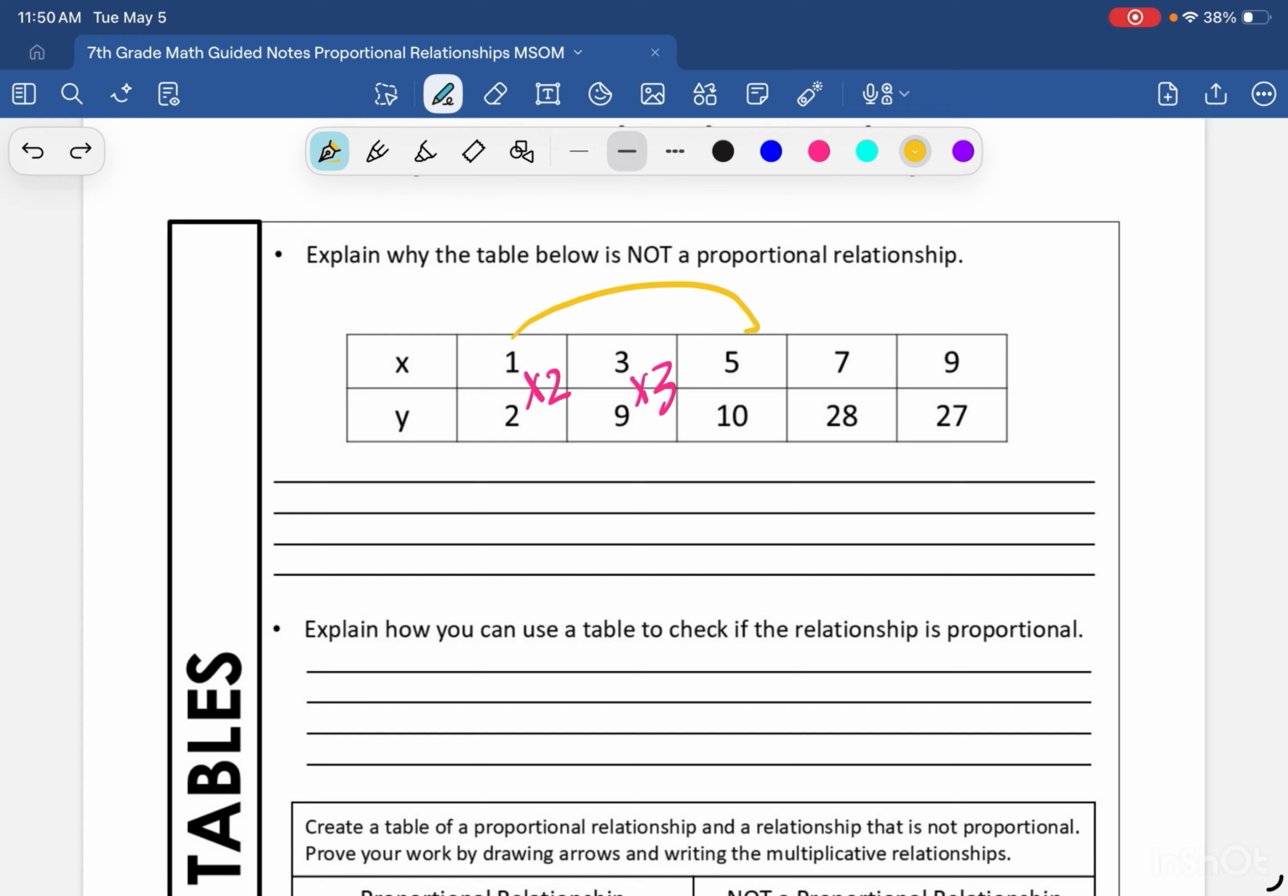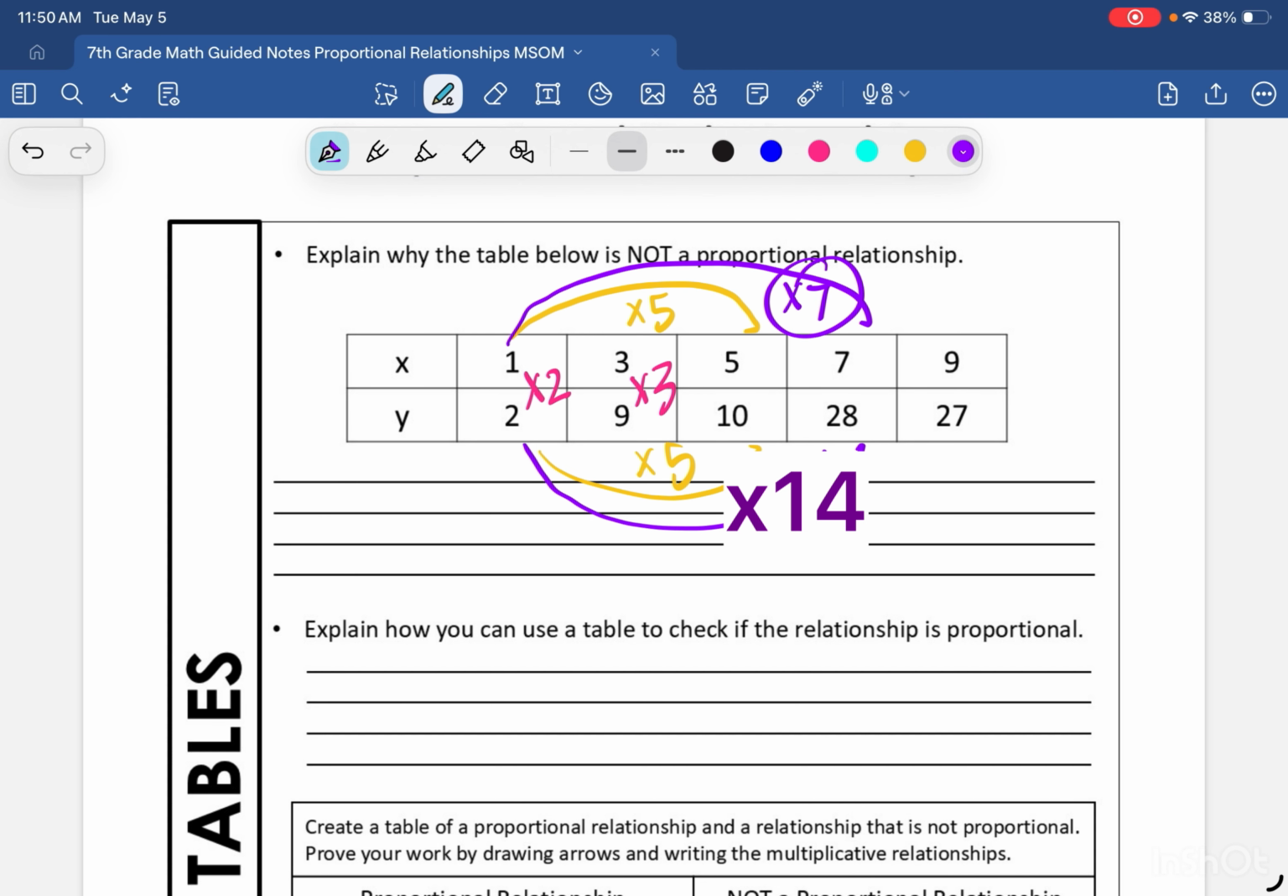1 to 5 is by 5, and 2 to 10 is by 5. Now that's the same, but every relationship has to be the same. So just because I found one that is the same doesn't mean that everything is the same. Let's look, for example, at 1 to 7. 1 to 7 is multiplied by 7. 2 to 28 is multiplied by 4. So these are not the same. For my explanation, I'm just going to explain that the multiplicative relationship between x's and y's is not constant.